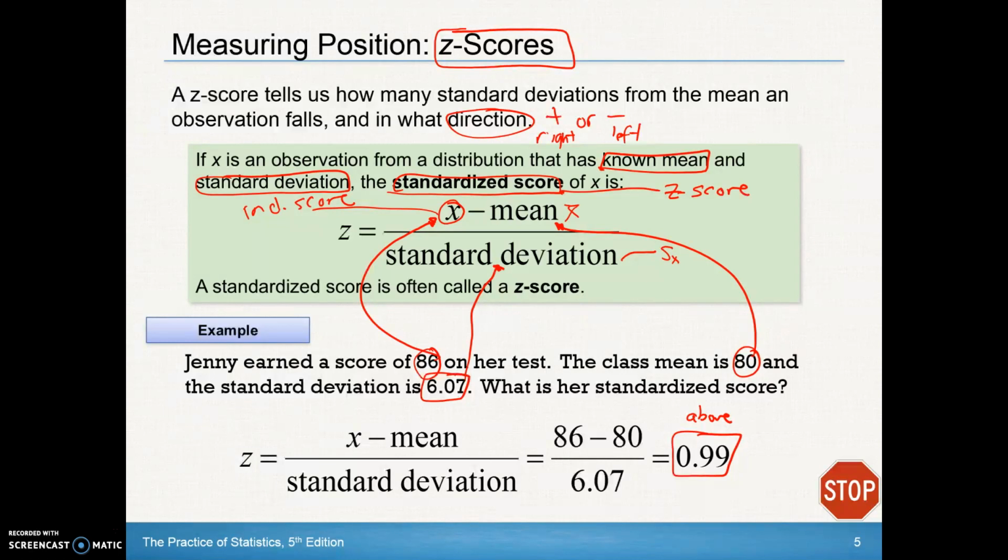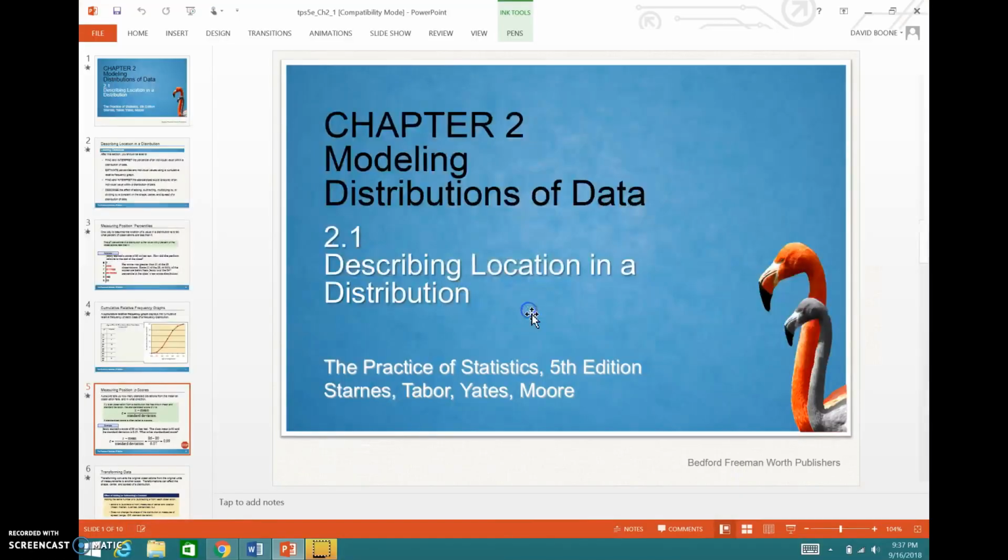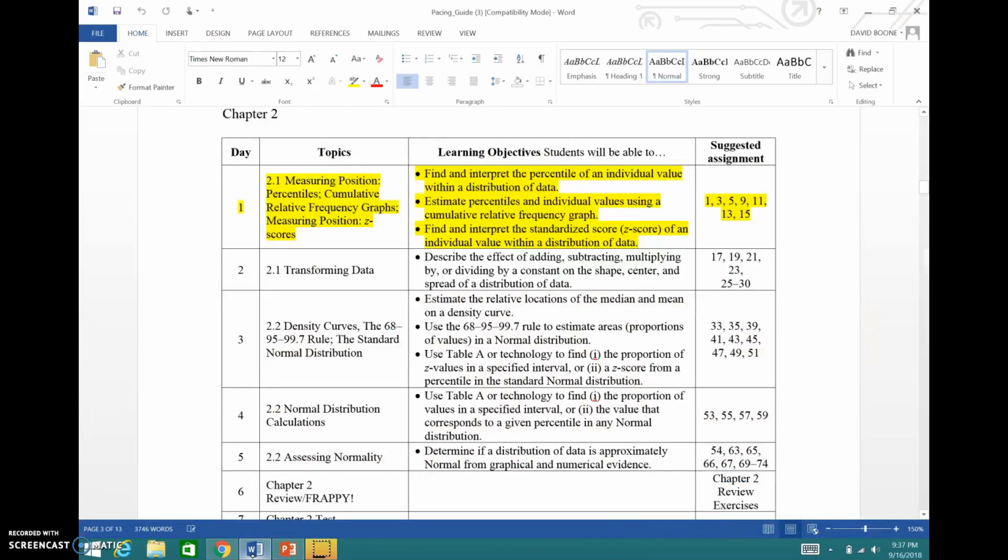Well, that's about all we have for the first day. We'll turn you loose here to work on your problems for the first day. And those are numbers 1, 3, 5, 9, 11, 13, and 15.